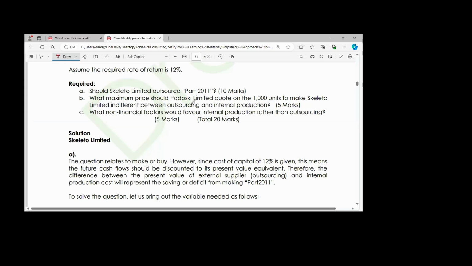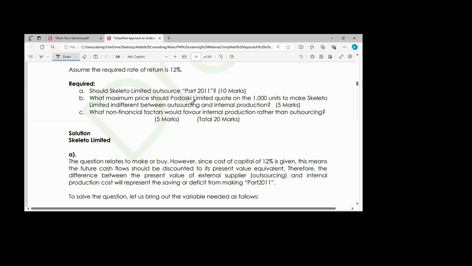So the examiner is now asking you what should be the price at which KK Limited should quote in order to make DG indifferent. When you are indifferent, that means you want to break even. You are neither here nor there. Okay, you want to break even. So if that is the case, what you are supposed to do here is calculate the sensitivity margin of the supplying cost.